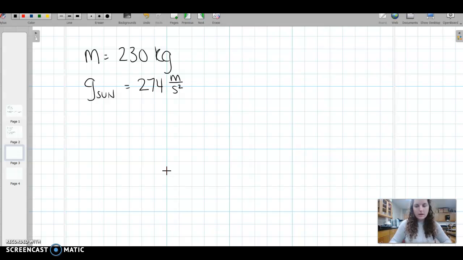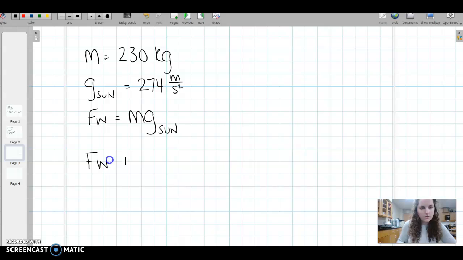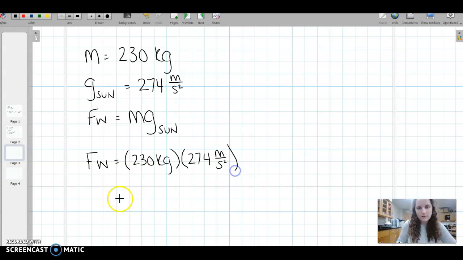Okay, so the way that we're going to find the weight of the barbell on the sun is very similar to the way that we find weight here on Earth, right? Except we're exchanging that G. So now we're using G on the sun. So F weight, again, it's a force, times 230 kilograms, because your mass is constant, it's not going to change no matter where you are, and you're going to multiply it by your gravitational attraction on the sun. Okay, so FW equals, again, go ahead and pull out your handy dandy calculator.